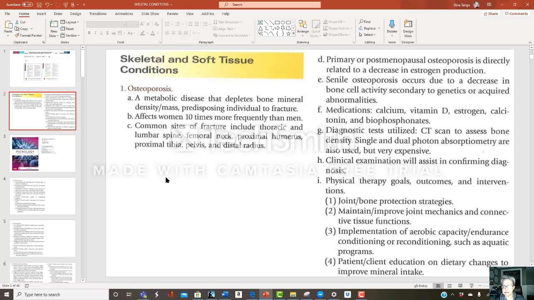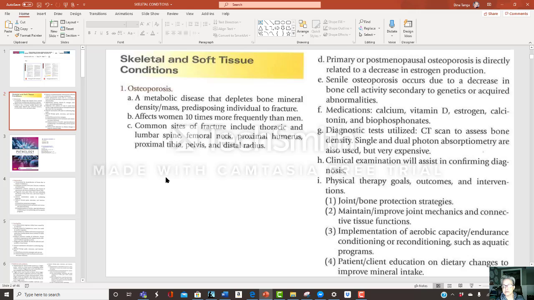Medications: calcium, vitamin D, estrogen, calcitonin, and bisphosphonates. Diagnostic tests utilized: a CT scan to assess bone density, single and dual photon absorptiometry are also used, but very expensive. Clinical examination will assist in confirming diagnosis.